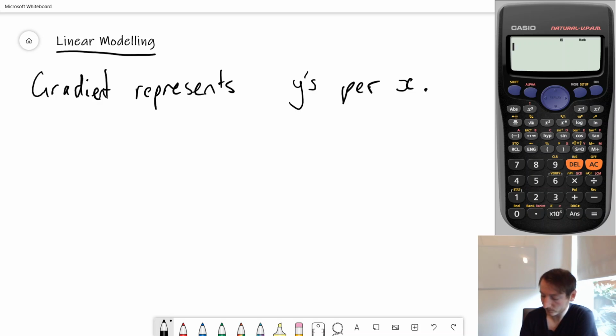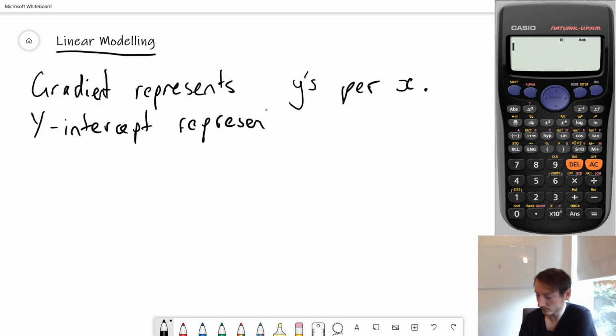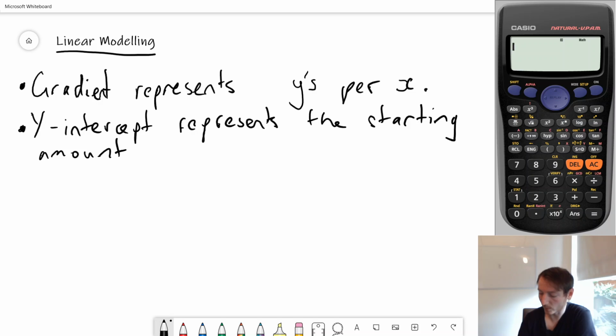The other thing is the y-intercept represents the starting amount. So it's two key things to remember. So let's say the cost of producing chocolate milk is $1 per bottle of milk, but you've got to buy $400 worth of equipment first. Well, that initial starting amount is $400, and so that's where you're going to hit the y, the vertical axis, and then go up from there.